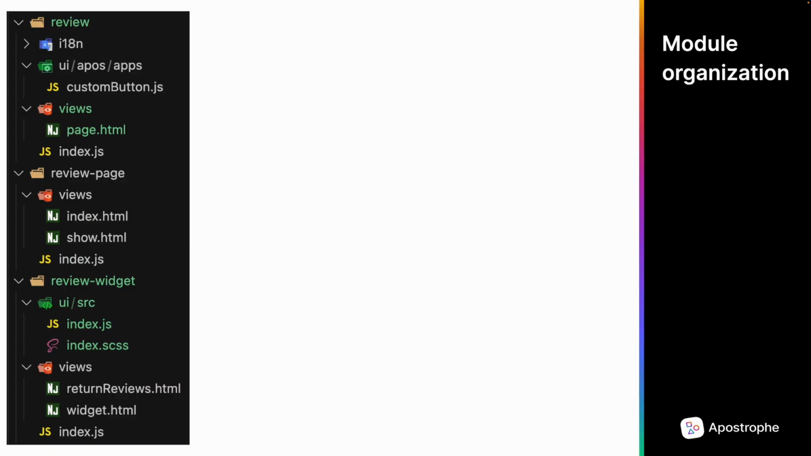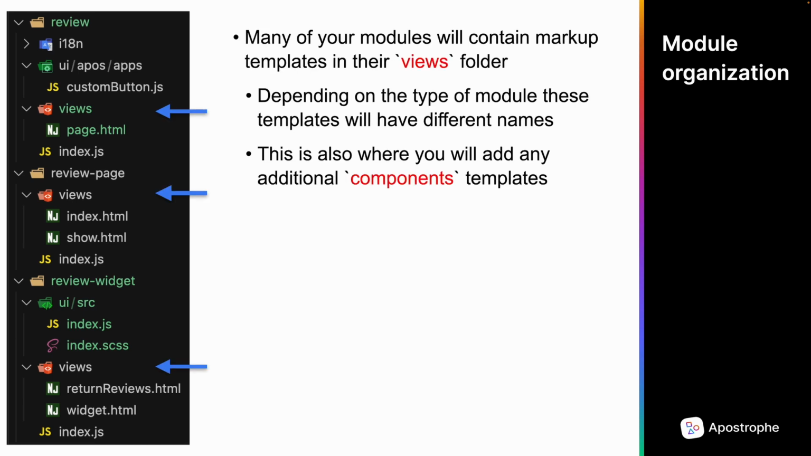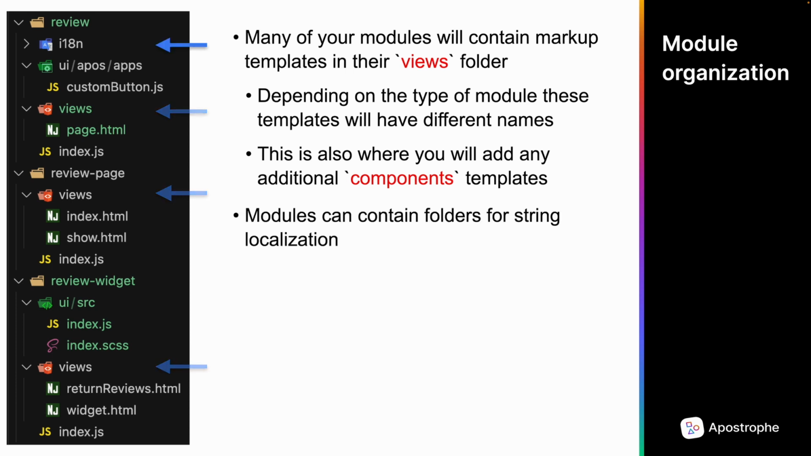Let's look at some common ways that the individual module folders are organized. Each of these will have a core index.js file. If the module has any associated HTML markup, this will be typically added to a views folder. Depending on the type of module, the templates will have different names. Component templates are also typically placed into this folder. As we will discuss, you can add translation strings at the per module level. These translations will be added to an i18n folder in the module.